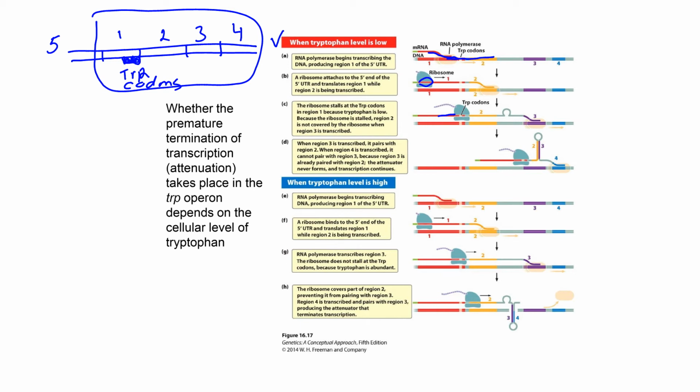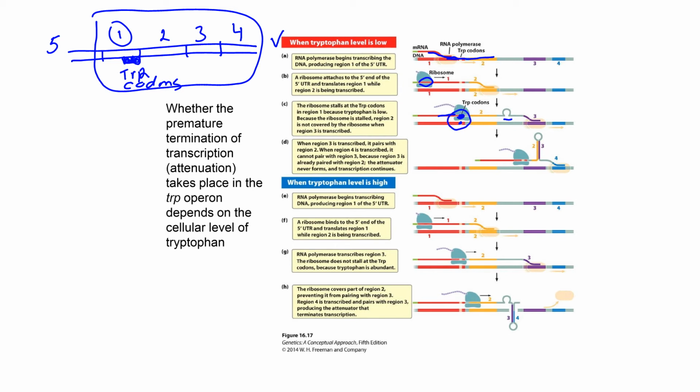So let's come back here. Once the ribosome reaches those TRP codons in region 1, it stalls, because if tryptophan is low, there are very few tRNAs loaded with tryptophan. So basically the ribosome stalls and waits for a tRNA which carries tryptophan. However, transcription continues. Region 1 is blocked by the ribosome, so it cannot form a loop with region 2, but transcription continues. So regions 2 and 3 are transcribed while translation is stalled.